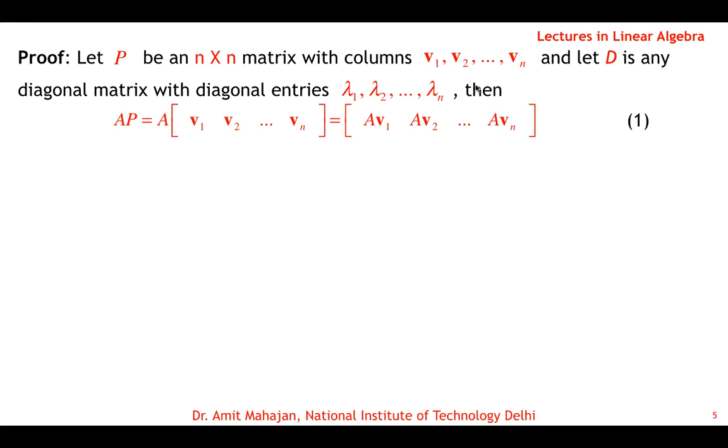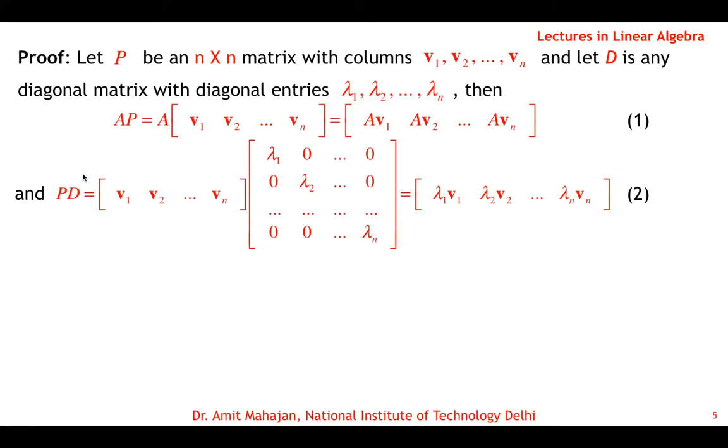So let us first calculate what A times P is. If A is a matrix and P is the matrix of v1, v2, vn, then if we multiply them, we will get a matrix of A v1, A v2, and so on up to A vn. And similarly, if we calculate P times D, then P is again the matrix of eigenvectors v1, v2, vn, and D is the diagonal matrix with entries lambda 1, lambda 2, lambda n.